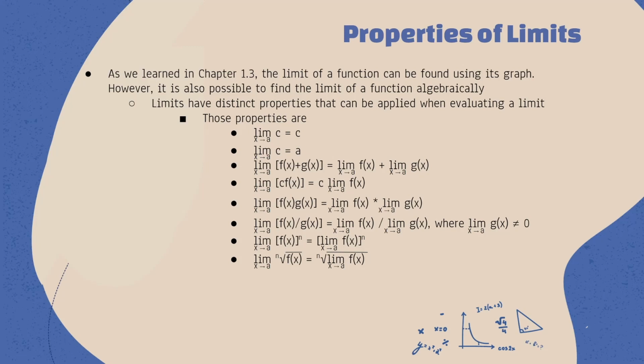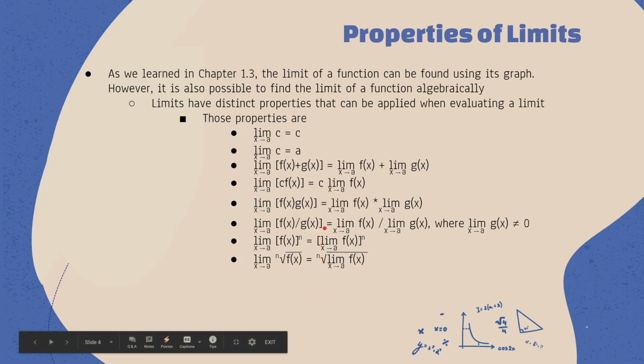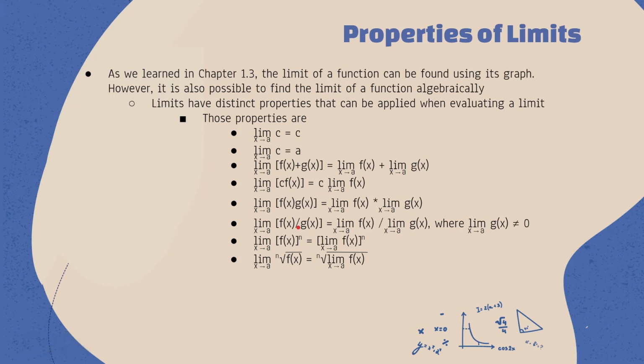Now for point 6, it's the division part. So again, it's very similar. If you divided x squared by x, it's the same as finding the limit of x squared and dividing by the limit of x. If you could simplify it, of course, do that. However, if you can't, this is very useful.